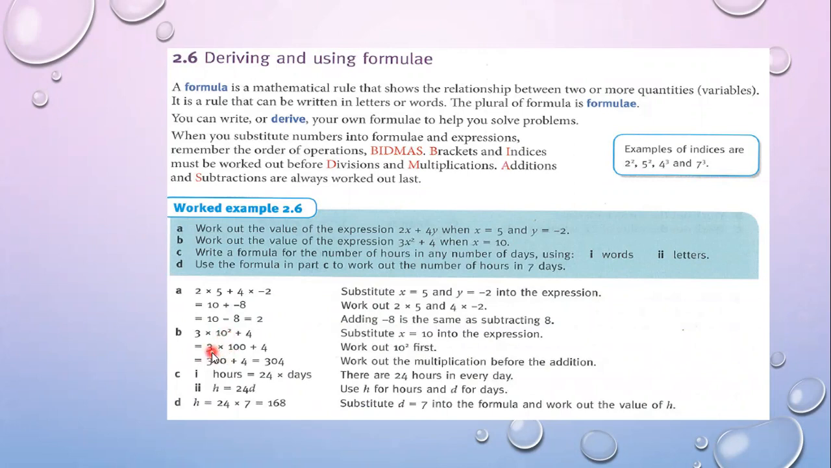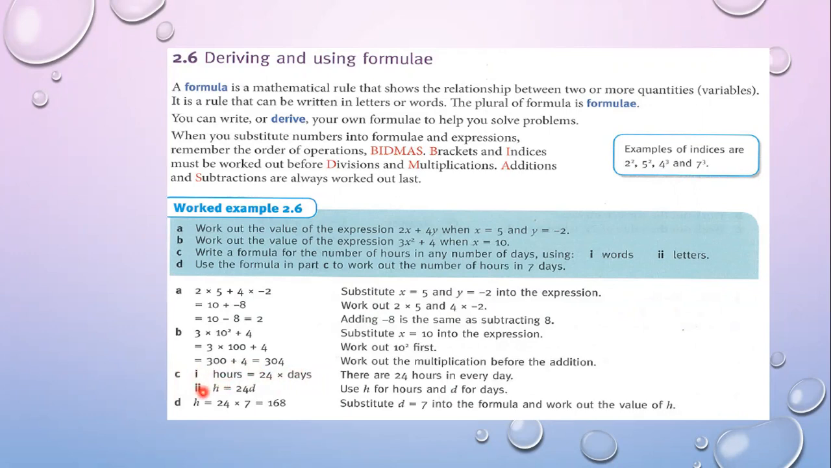100 multiplied by 3, 300 plus 4, 304. The C part: the formula of a number of hours in any number of days, using words or letters. So in one day, how many hours? Okay, 24 hours. So 24 multiplied by days. If you want to know how many hours 5 days or 3 days have, you make a formula, and you write this in the form of words, okay?